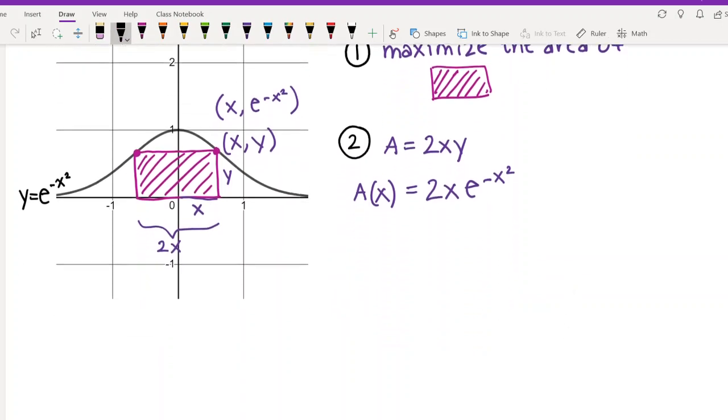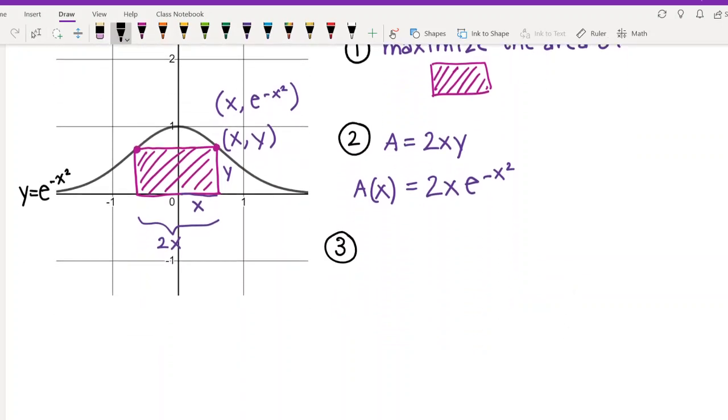So let's do that. So we want to start by taking the derivative. So A prime of x, I'll switch colors here. So we're going to have to use the product rule. So the product rule tells us, we start by taking the derivative of 2x, and that gives us 2. And then we leave e to the negative x squared alone. And then the second part of the product rule, we leave 2x alone. And then we multiply that by the derivative of e to the negative x squared.